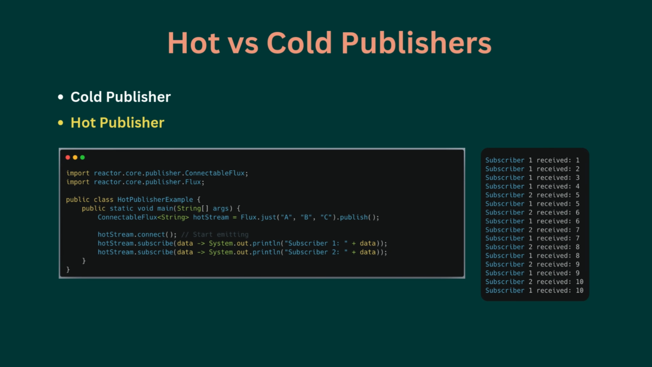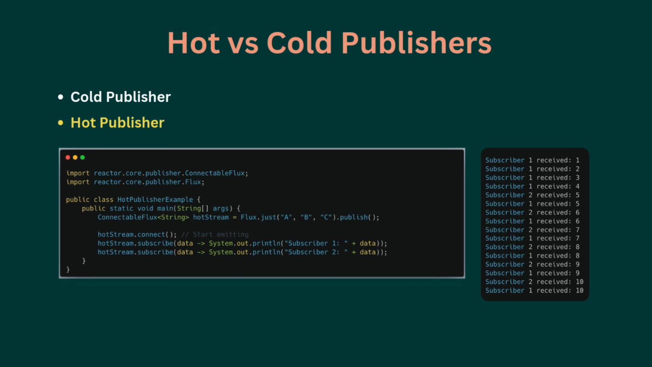So let's discuss the hot publishers. Hot publishers share their data stream among multiple subscribers. Subscribers receive data only from the point in time they subscribe. Hot publishers are suitable for live data streams such as stock price updates or sensor readings where new subscribers don't need historical data. In this example, subscriber 1 subscribes first and starts receiving data from the beginning.